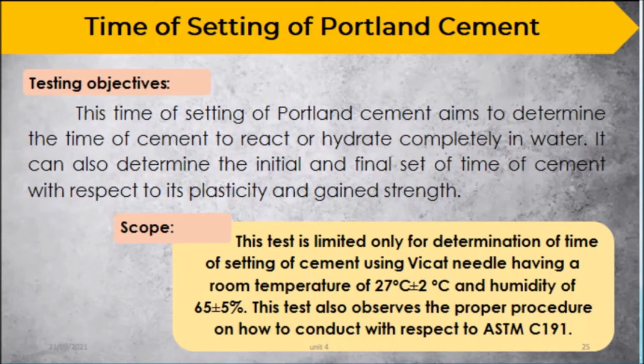It can also determine the initial and final set time of cement with respect to its plasticity and gain strength. For the scope, this test is limited only to determination of time of setting of cement using the VICAT needle, at a room temperature of 27 degrees plus or minus 2 degrees Celsius and humidity of 65 plus or minus 5%. This test also observes the proper procedure with respect to ASTM C191.